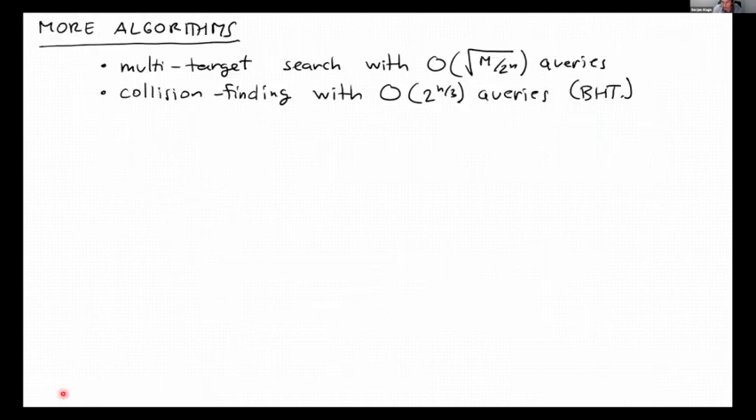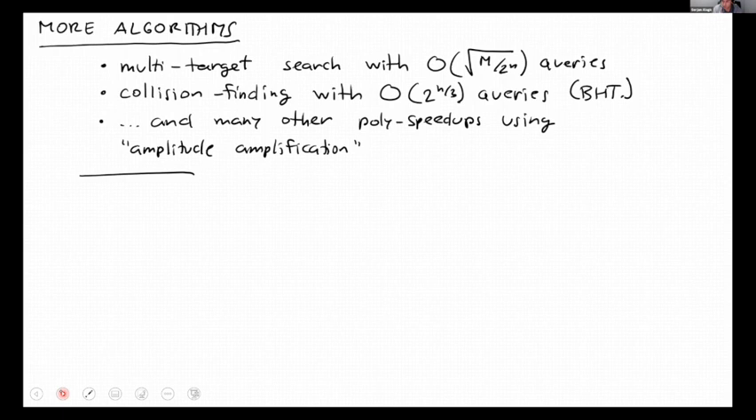So let me briefly tell you what else is out there, for those who are not familiar with it. There are lots of other quantum algorithms, even if we restrict ourselves to ones potentially interesting to cryptographers. For example, there's multi-target search with m marked elements using root m over 2 to the n queries. There's collision finding with 2 to the n over 3 instead of 2 to the n over 2 queries. This is the BHT algorithm, and there are many other polynomial speedups using amplitude amplification, which you already saw an example of with Grover.